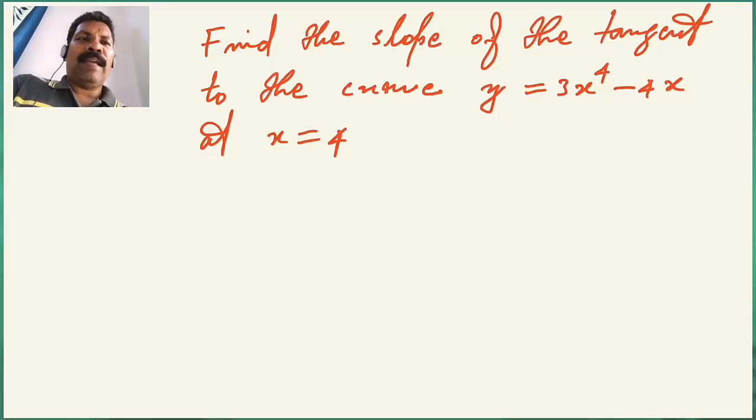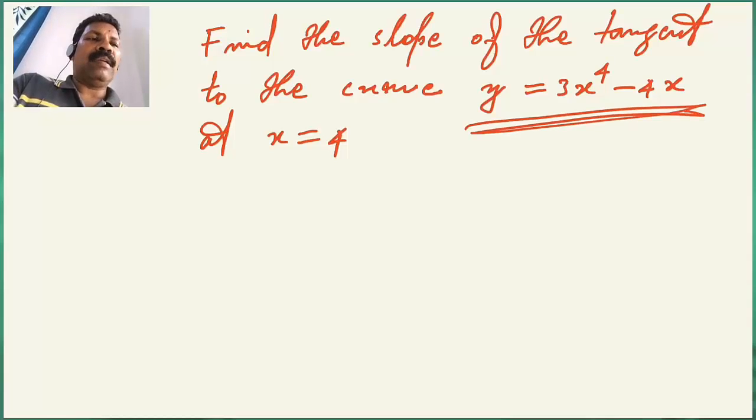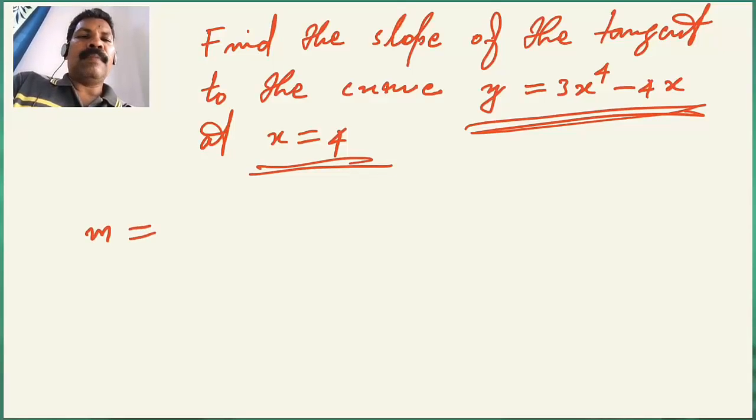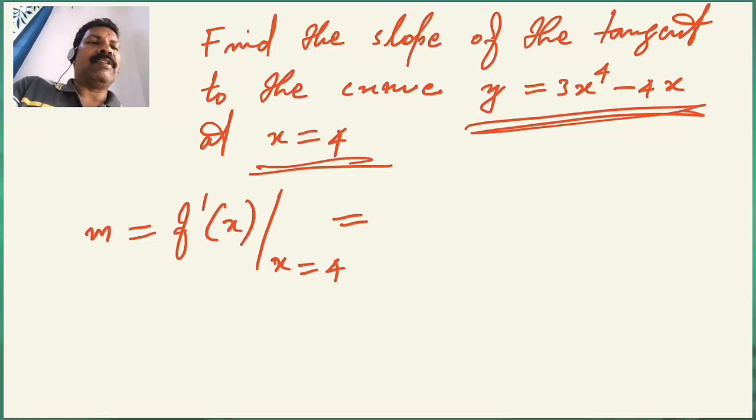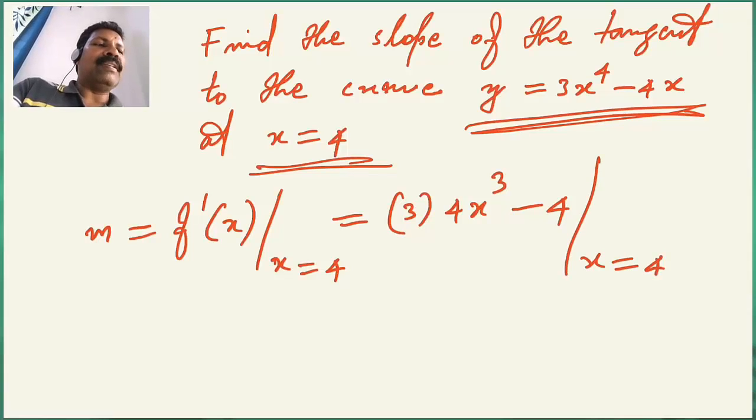Now let us solve a problem. Find the slope of the tangent to the curve y is equal to 3x power 4 minus 4x at x equal to 4. So I told you slope is nothing but the derivative of the function at the given point, x equal to 4. So what is it? What's the derivative? Derivative is 3 into 4x cube minus 4. And we have to evaluate this expression at x equal to 4.